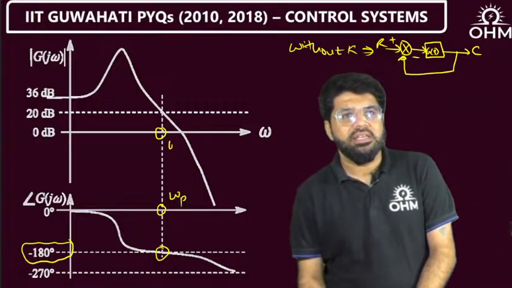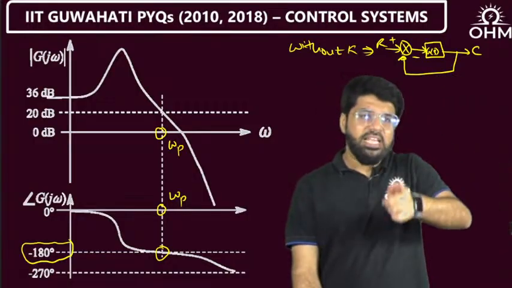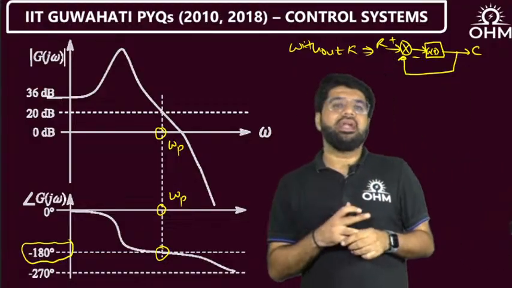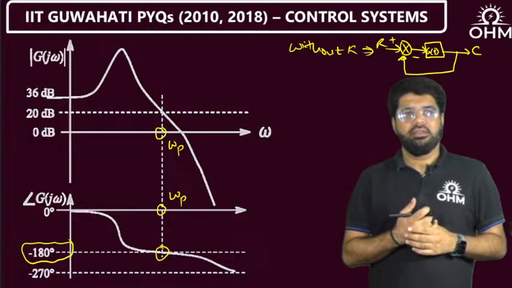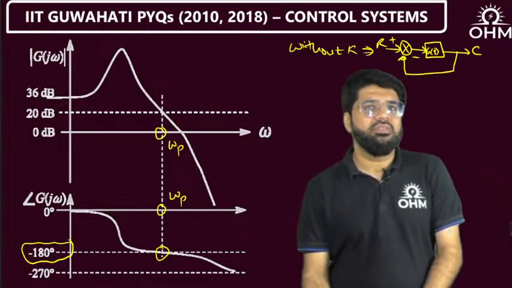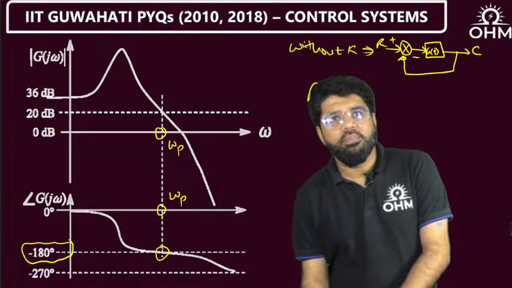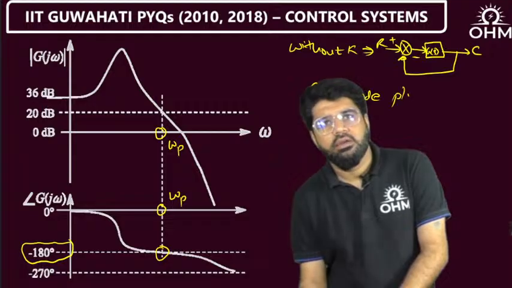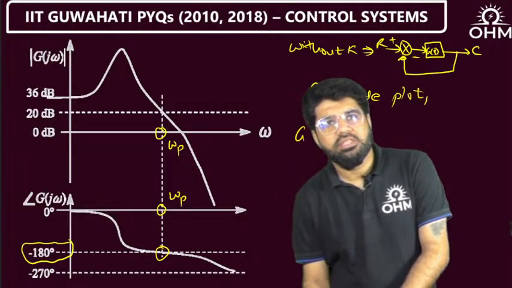The same line has been mapped to the above plot, so we know omega p. And then what is calculated at omega p? Gain margin. What is the magnitude of the system? Now, from the Bode plot, what is the gain margin?